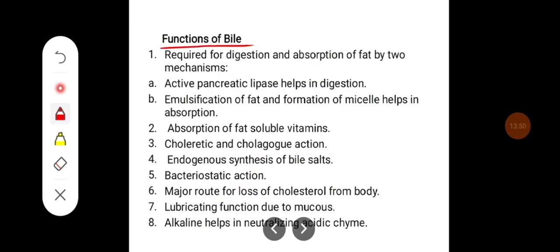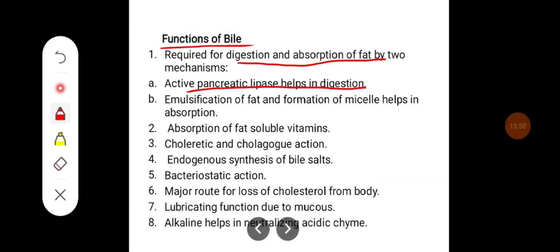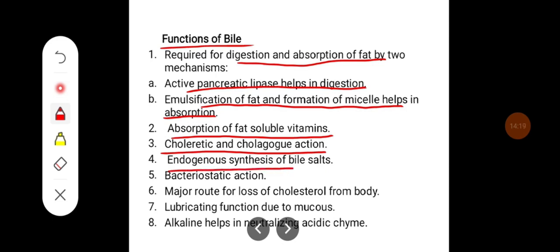Functions of bile. It is required for digestion and absorption of fat by two mechanisms: by activating pancreatic lipase, and by helping in emulsification of fat and formation of micelles, which helps in the absorption of fat. So it also helps in absorption of fat soluble vitamins. It has choleretic and cholagogue actions.